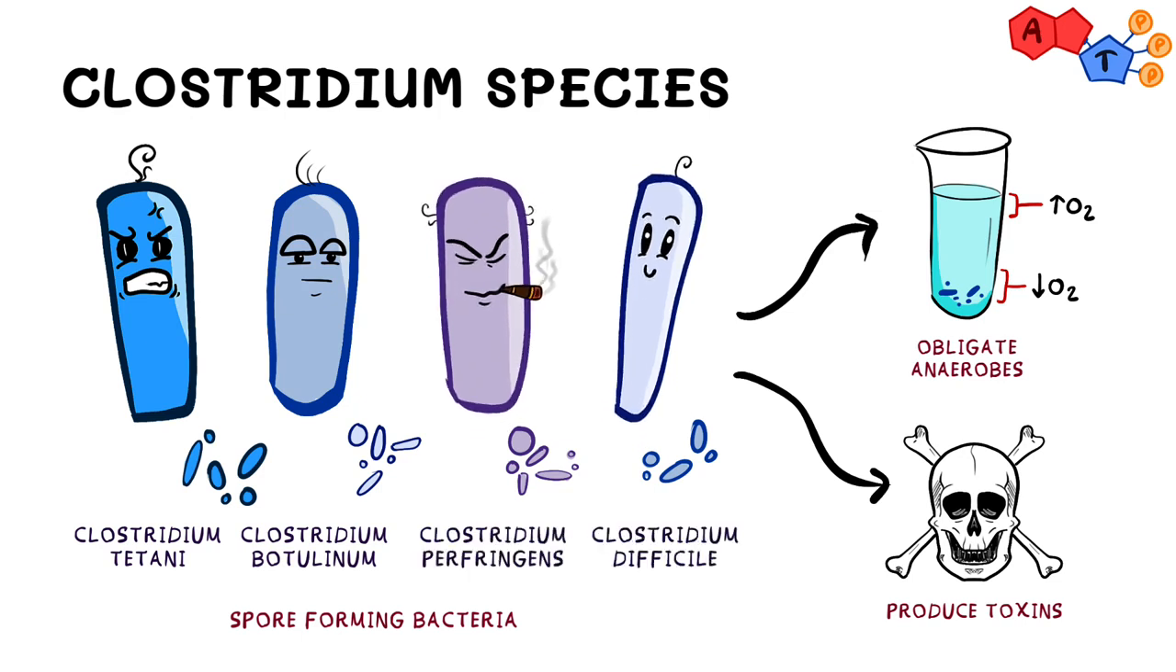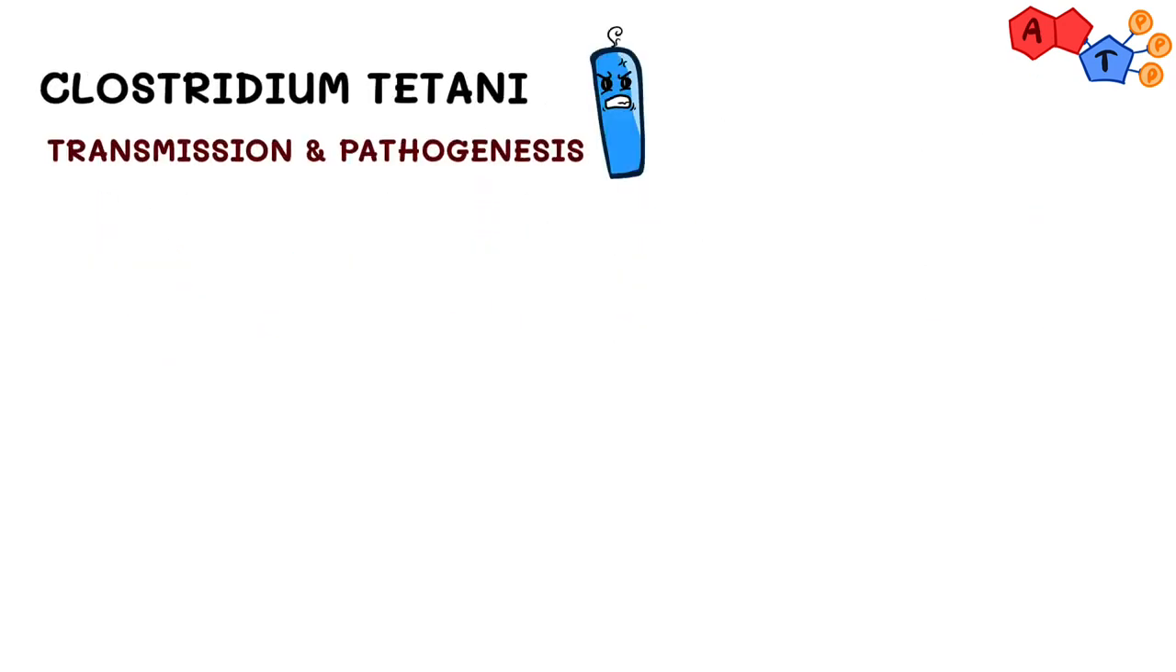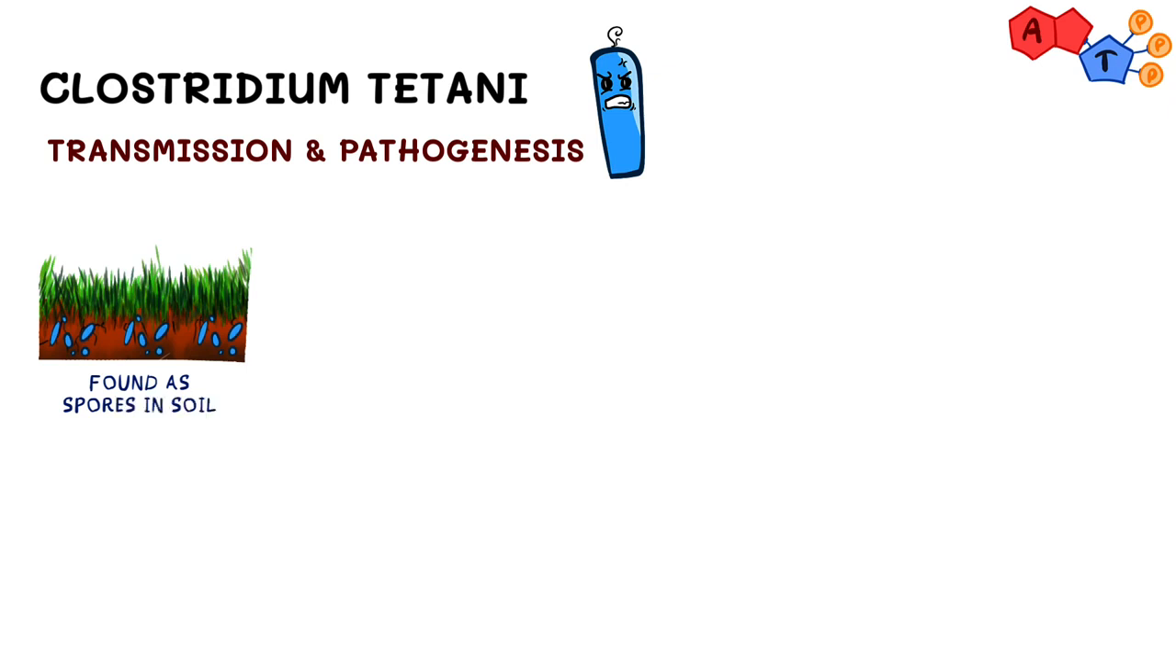Now let us dig a little bit deeper and talk about their important features. We'll talk about each one separately, starting with Clostridium tetani. Clostridium tetani is usually found as spores in soil, and they enter the body via penetrating injury. A classic scenario would be stepping barefoot on a rusty nail or splinter.